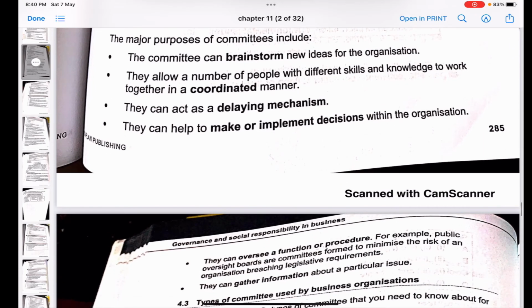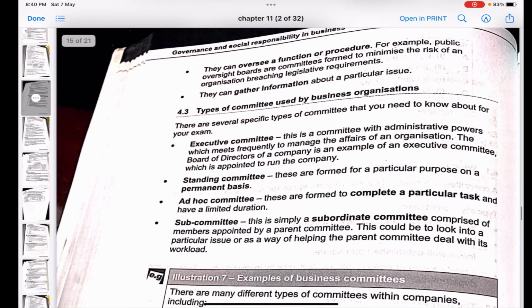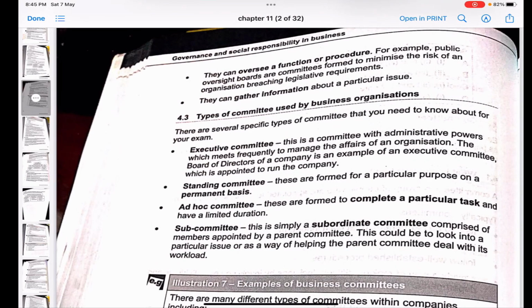And then we have, they can make or implement decisions within the organizations. They can oversee a function and procedure, for example public oversight boards. They can gather information about a particular issue. What are the types of committees which are used by business organizations? So we saw what an executive committee is. It is a committee with administrative powers which meets frequently, like we saw one of the committees was executive directors.